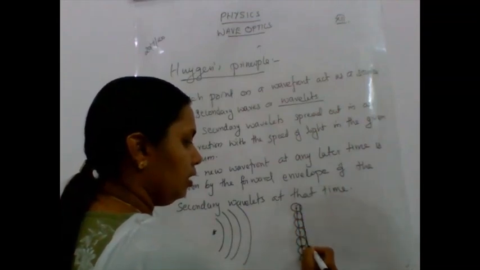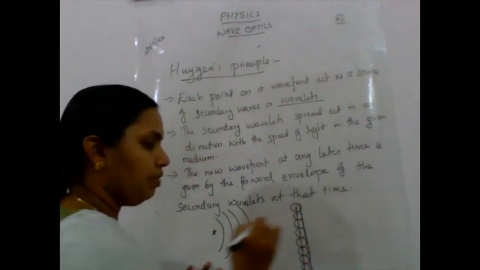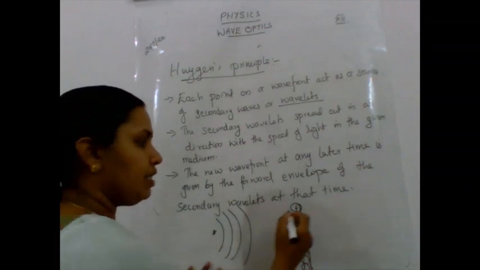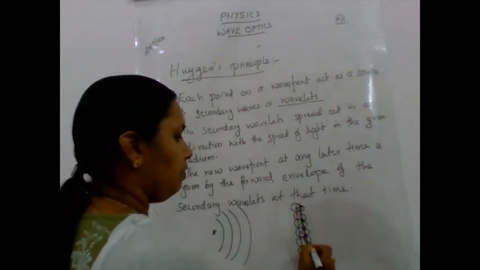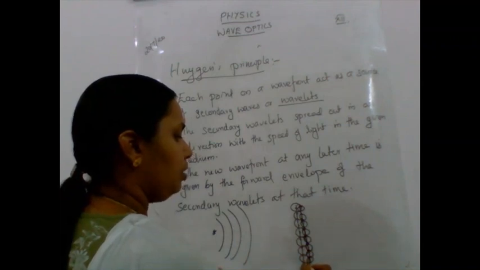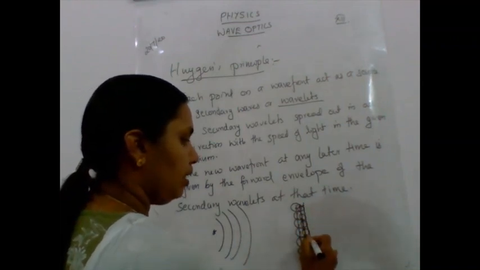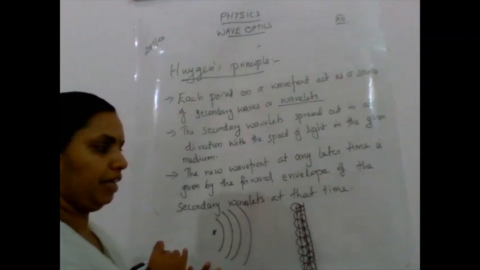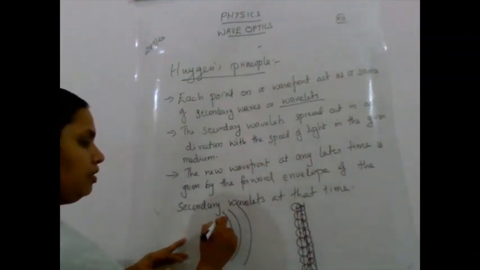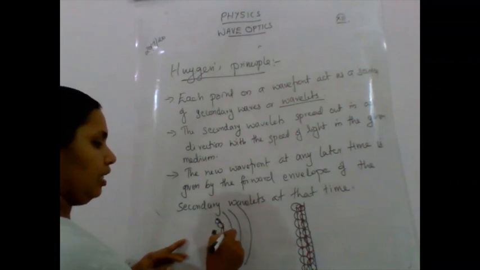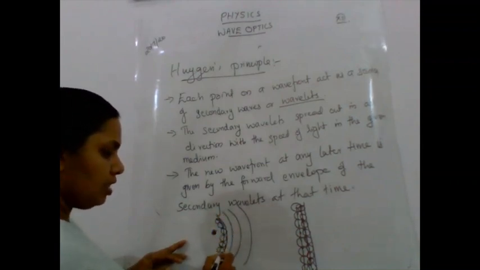In this wavefront, all the endpoints will act as the source of secondary wavelets, and here the wavelets are produced. Like these wavelets will be produced, and joining the tangent at the same state, you will get the next wavefront. Like that, it will propagate. And here, this is the first wavefront, and these are the secondary wavefront or wavelets. Joining this, you will get the wavefront.